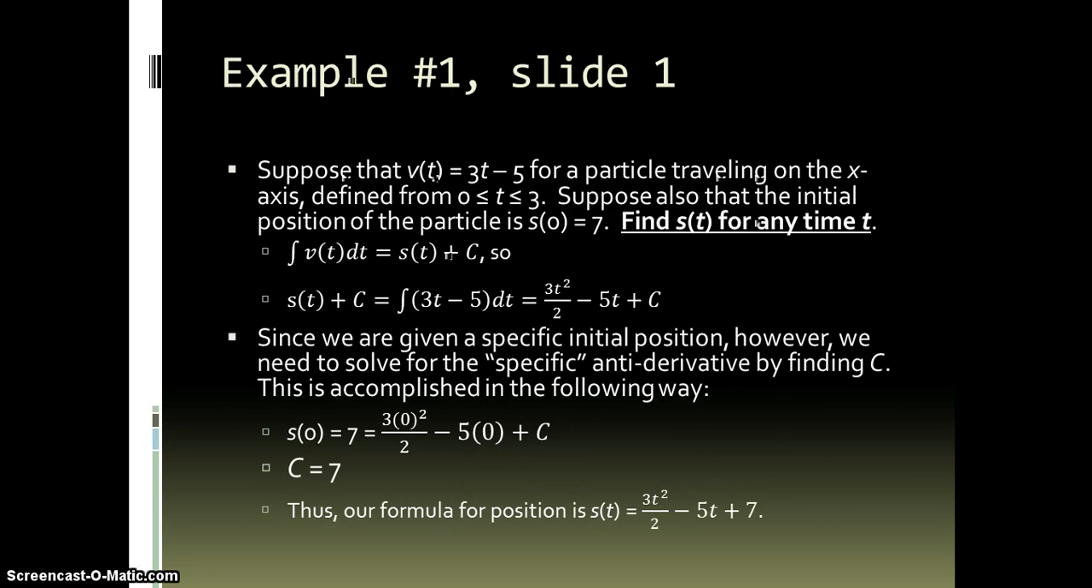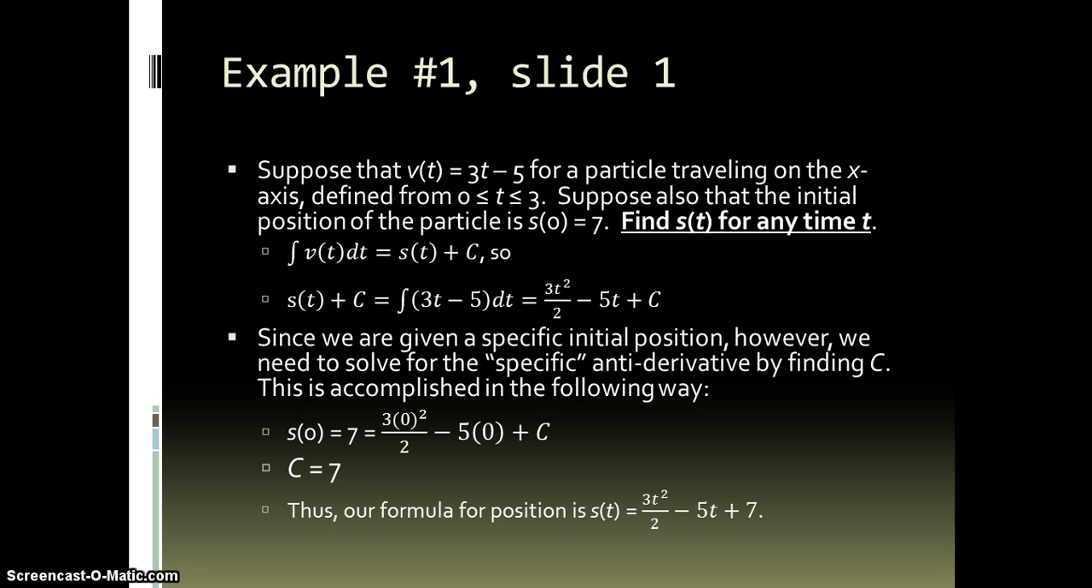So here's an example. This will take 2 slides to do. Suppose that v of t is equal to 3t minus 5 for a particle traveling along the x-axis, defined only from 0 to 3. Suppose also that the initial position of the particle, s of 0, is equal to 7. Find s of t for any time t. Well, we're given velocity. We can integrate velocity to find our position. So that's what we'll do.